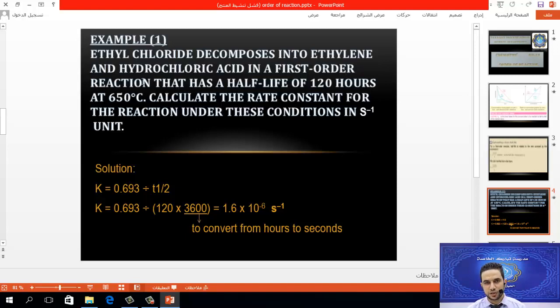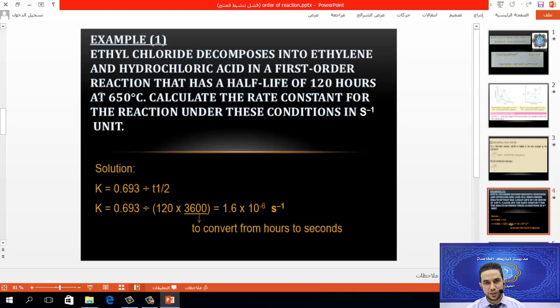So what is written now? In a first order reaction. So we can use the rule K equals 0.693 divided by T half. Let's complete. That has a half-life of 120 hours at 650 degrees Celsius.